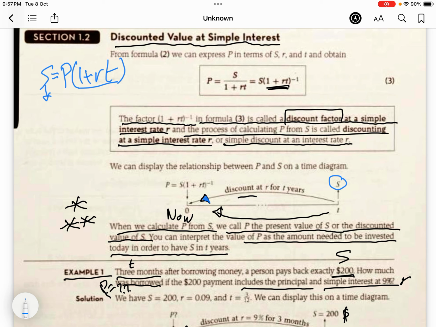When we calculate B from S, we call B the present value of S, or the discounted value of S. You can interpret the value of B as the amount needed to be invested today in order to have S in T years.